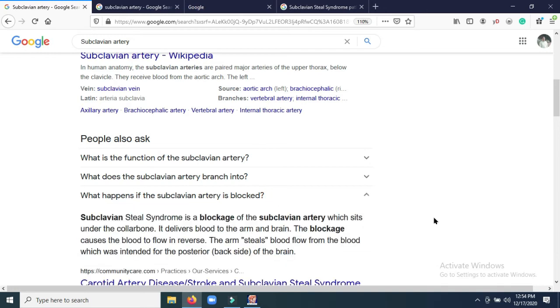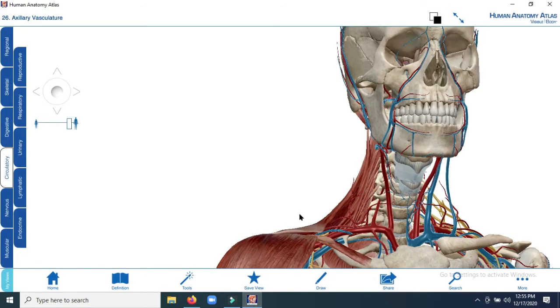Let's see it. Oh, here is the term: subclavian steal syndrome. Okay, it is the blockage of the subclavian artery, which sits under the collarbone. It delivers blood to the arm and brain. The blockage causes the blood to flow in reverse. The arm steals blood flow from the blood which was intended for the posterior side of the brain. Okay, let's explain it by looking at the Human Anatomy Atlas.